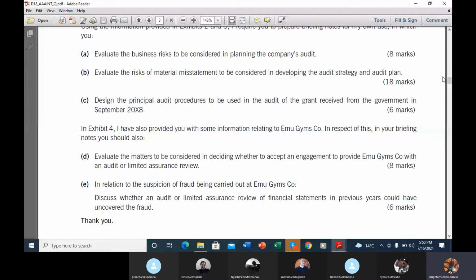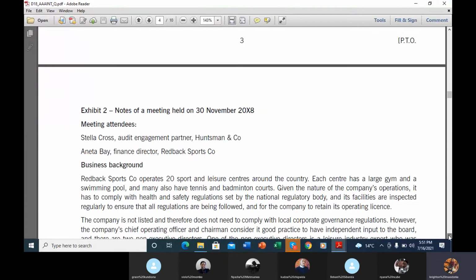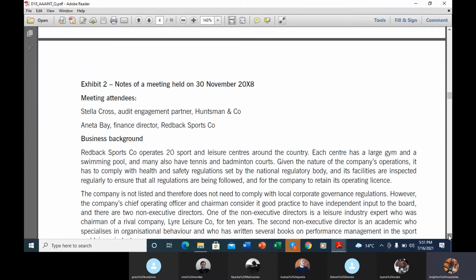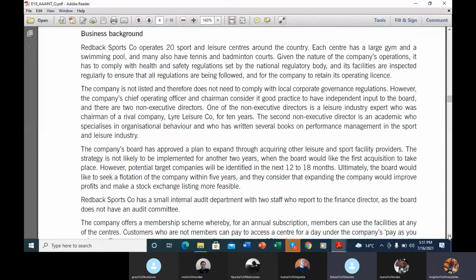Then you underline it. Are you following? Are you writing something? Yes, we are writing. Then you skip. We need a heading. The first thing before you evaluate, you have to identify the risk. Now let us go into our story, exhibit 2. The first thing before evaluation, you have to identify the risks.